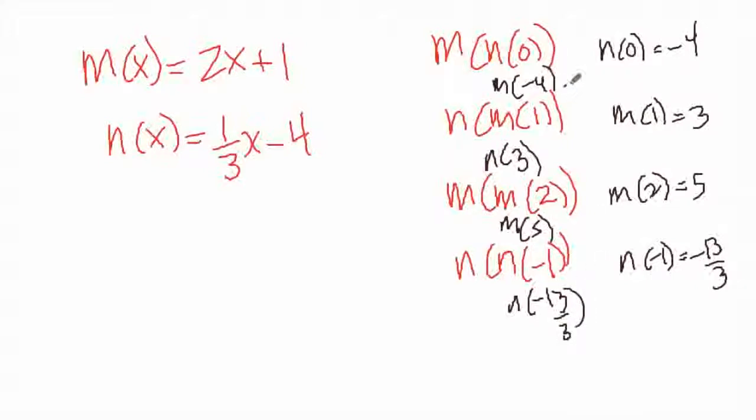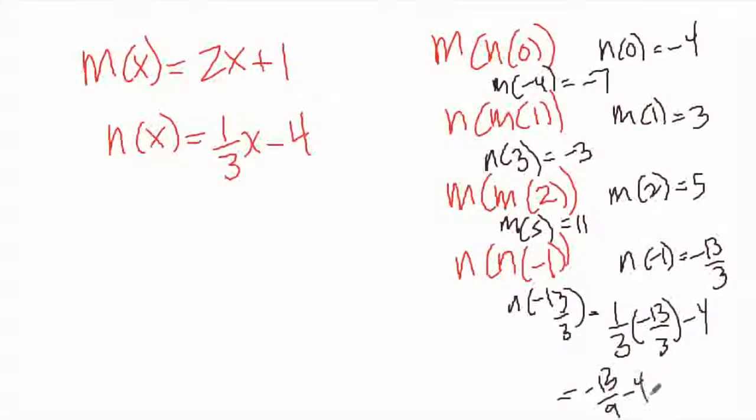So let's do that. m of minus 4 gives minus 7 for the first one. Then n of 3 gives 1 minus 4. m of 5 gives 11. And then n of minus 13/3. That one is going to be a little tricky. We'll have to work it out. 1/3 times minus 13/3 minus 4. So minus 13/9 minus 4. That is minus 49/9. Okay, I believe I did that correctly.